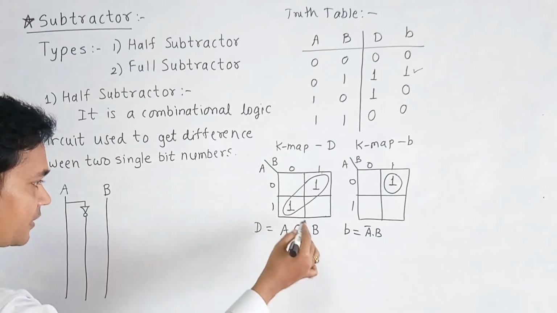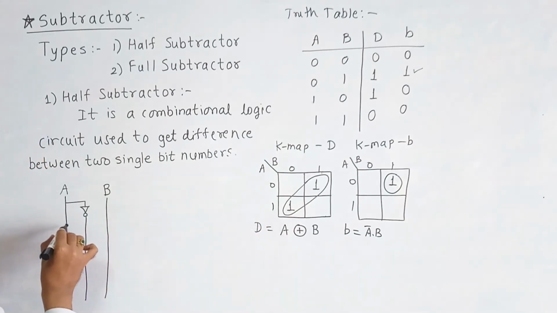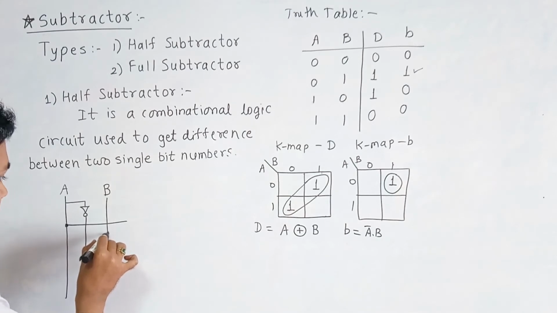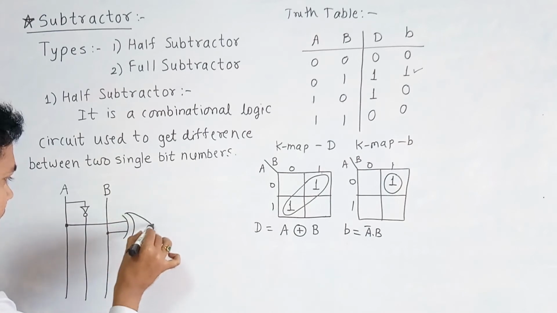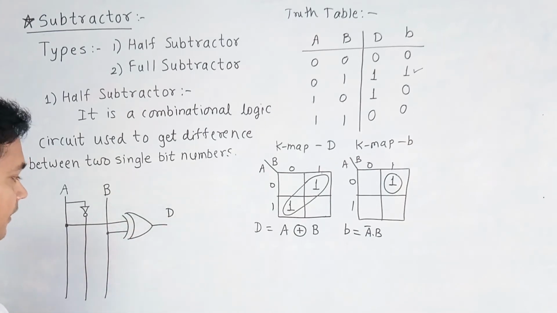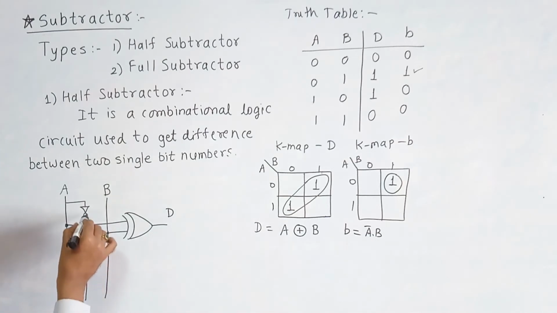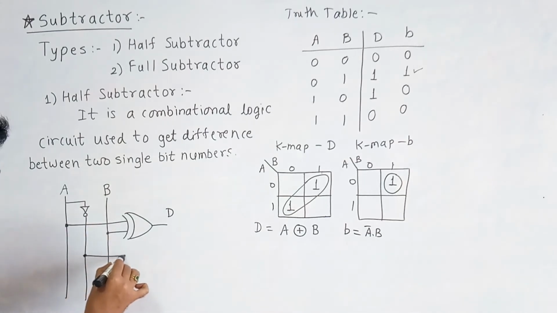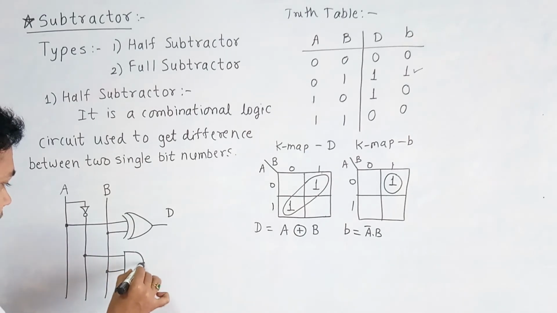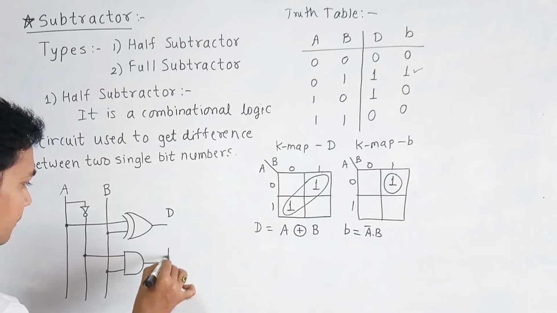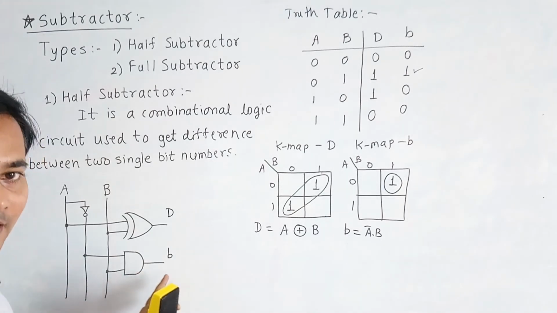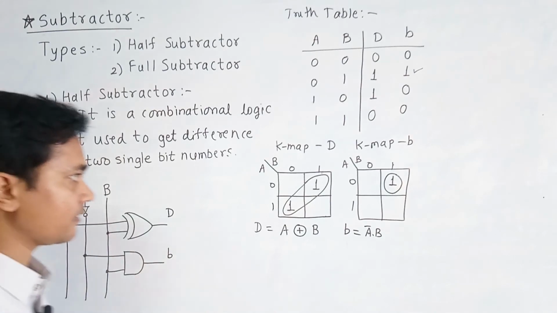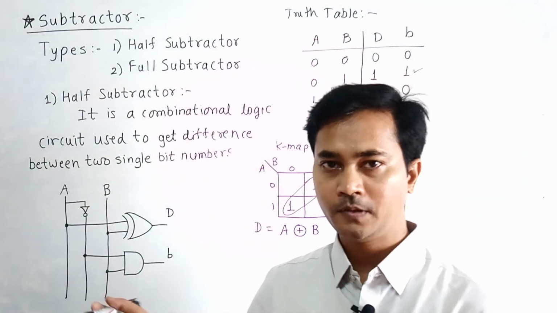Now to obtain this expression, that is difference, take the points from A and B and XOR them, okay. Here you will get the difference. And for A bar B, A bar is obtained here and B. Perform the AND operation of A bar and B, and here you will get the borrow, okay. So this is the way to implement the half subtractor circuit. I hope you understood how to implement the half subtractor.